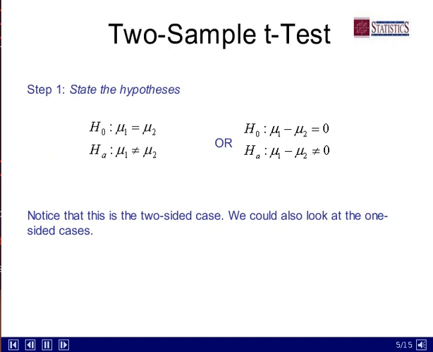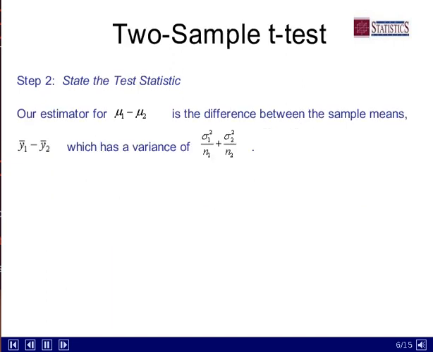This is a two-sided case. We could look at the one-sided cases if we were interested in. Step 2 is to state the test statistic, our summary value from the data. Our estimator is going to involve the sample mean.